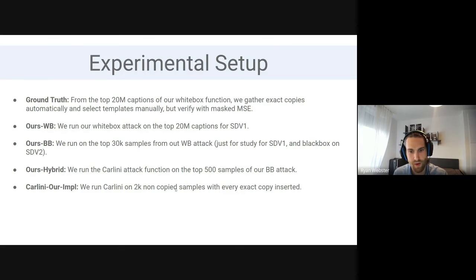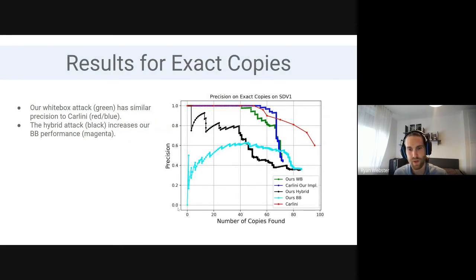And then for our hybrid attack, we just choose 500 samples and then run Carlini on that. And then Carlini, our implementation is, we take 2K non-copied samples, and then we insert exact copies. So we get this plot here.